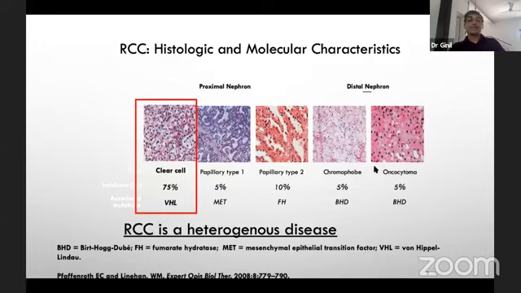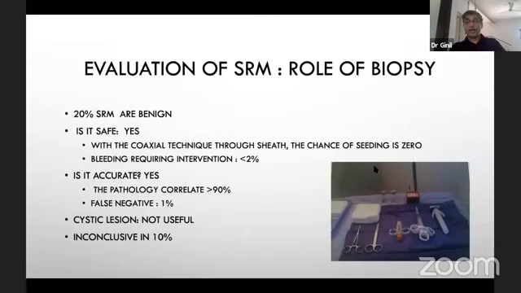So regarding pathology, renal cell carcinoma is a chunk of multiple pathologies. Around 75% can be clear cell, and RCC is a heterogeneous disease, as you know. The biopsy aspect has already been discussed by Srivatsa. It has to be a coaxial technique, where the chance of seeding is very low. Bleeding is an issue with the biopsy. So biopsy is safe and also accurate. But why is it not routinely used? Because it can be inconclusive in 10%.